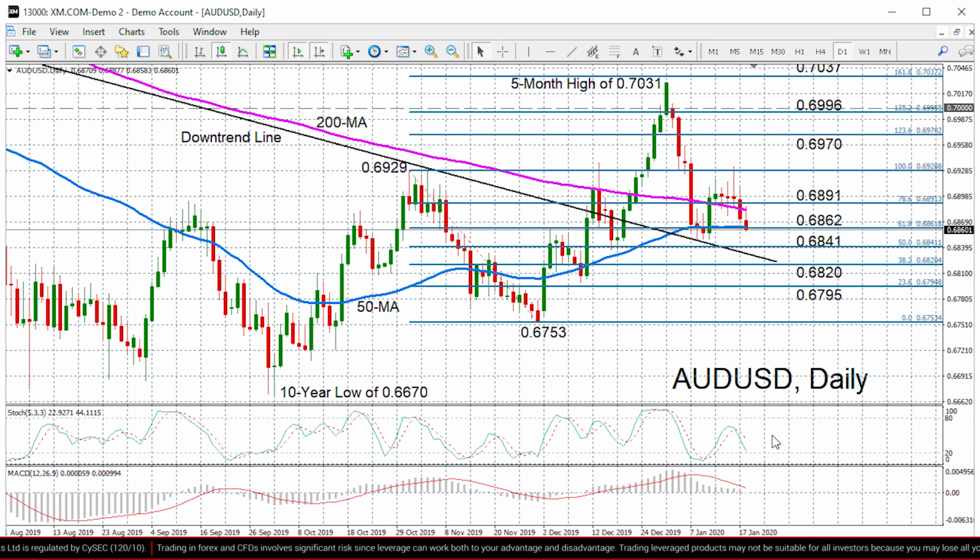Let's now turn to the Aussie dollar pair. Again, not looking very positive in the short term. Stochastics are heading towards oversold territory. The MACD just holding in positive territory above zero.